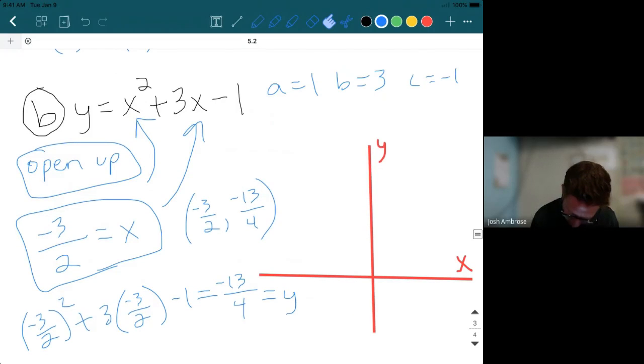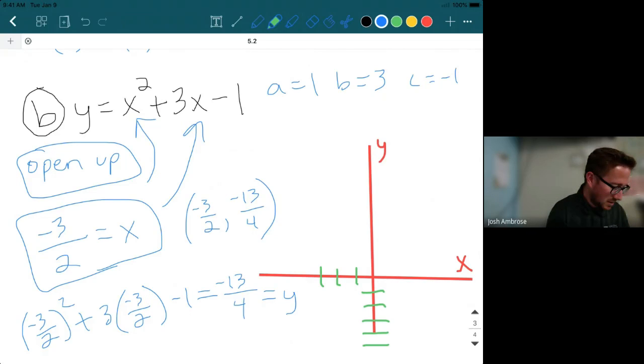So we go 1, 2, 3. We're at -3 over 2. That's just a little bigger than -1. And then -13 over 4, let's see, that's going to be just a little bit bigger than 4. So we have 1, 2, 3, 4, a little bit bigger than that. Okay, so we're going to go left.